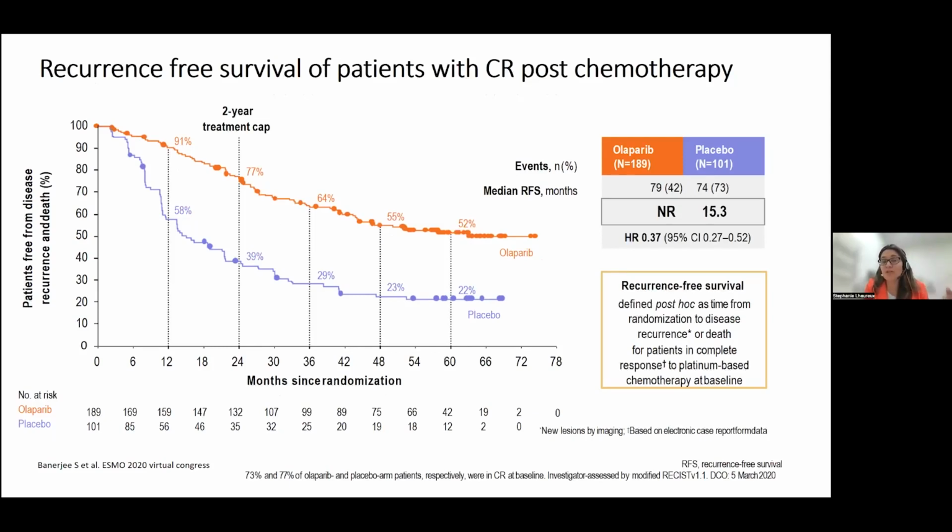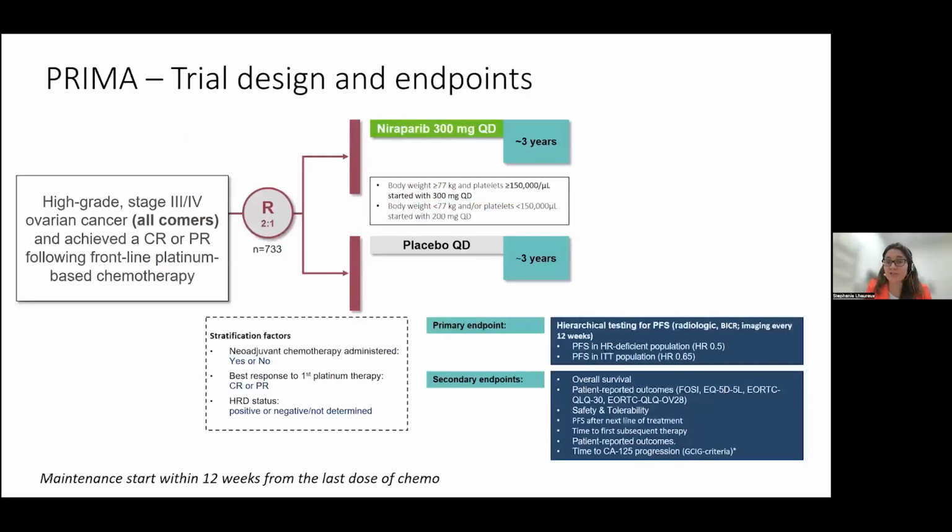So you take the patients who actually had a complete surgery and a complete response post platinum-based chemotherapy, and still these patients who have a lower risk of recurrence definitely benefit from PARP inhibitor maintenance. With placebo, despite having a complete response, the median PFS was 15 months, and it's not yet reached with olaparib. So definitely that is now part of the standard of care.